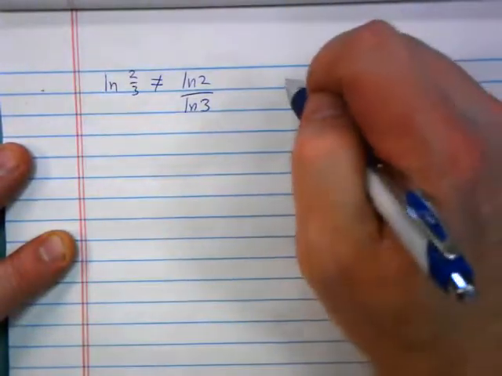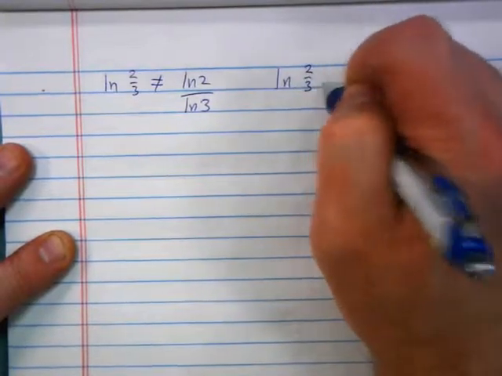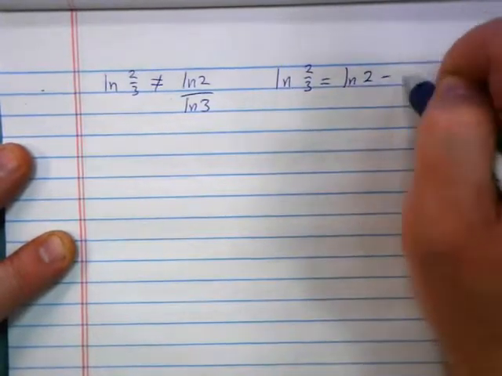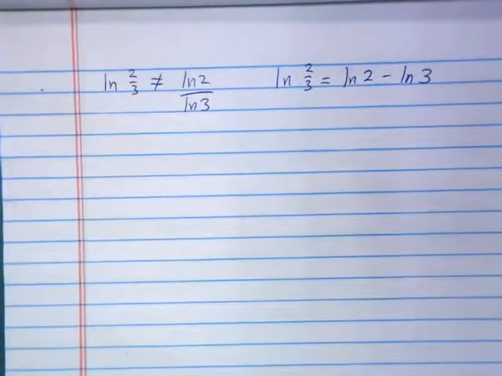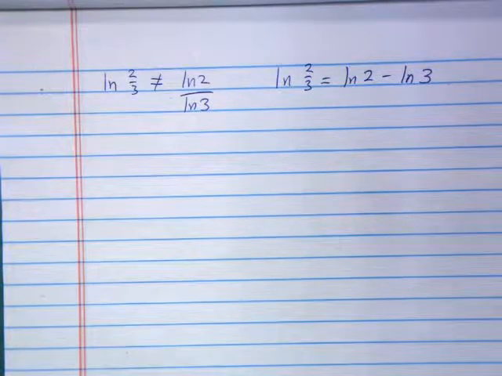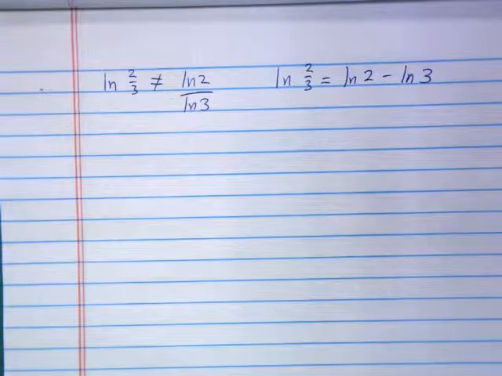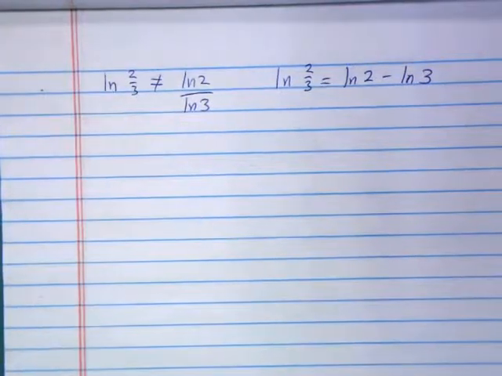Our rule was if I have ln of 2/3, ln's take division and turn it into subtraction. If you initially had 2/3, you can't just put an ln. Just like you can't take 2/3 and just square it. It's not the same, right? If I were to take 2/3 and square it, I get 4/9, so it's not 2/3 anymore. If you do an ln of a number, it changes the value.